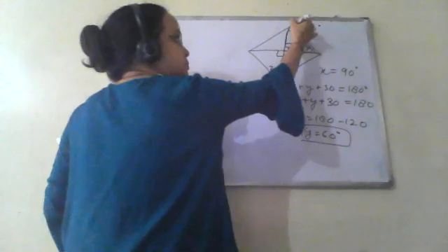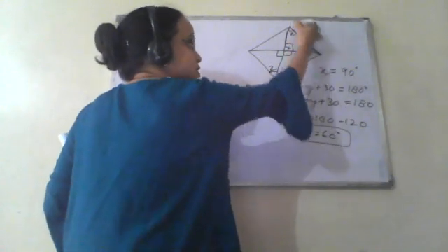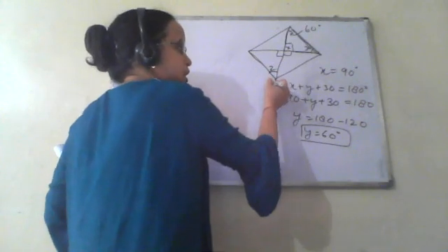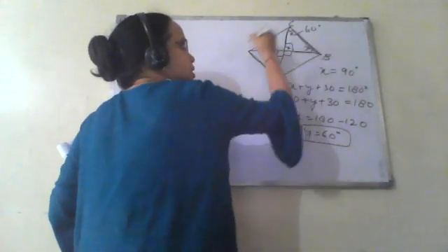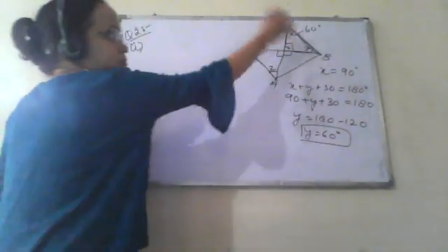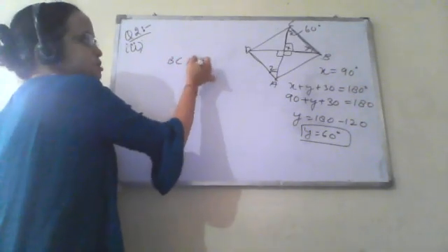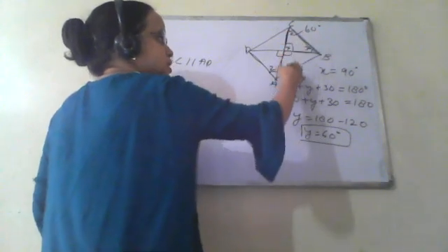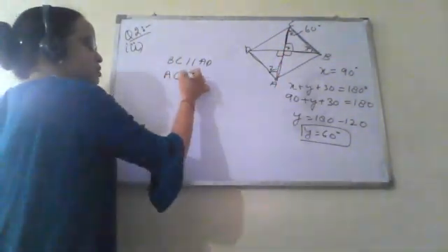Now see, y is 60. Now assume this is a parallelogram, in which this side is parallel to this side. If I have to name, this is A, B, C, D. So side BC is parallel to AD, and this is AC. AC is a transversal.